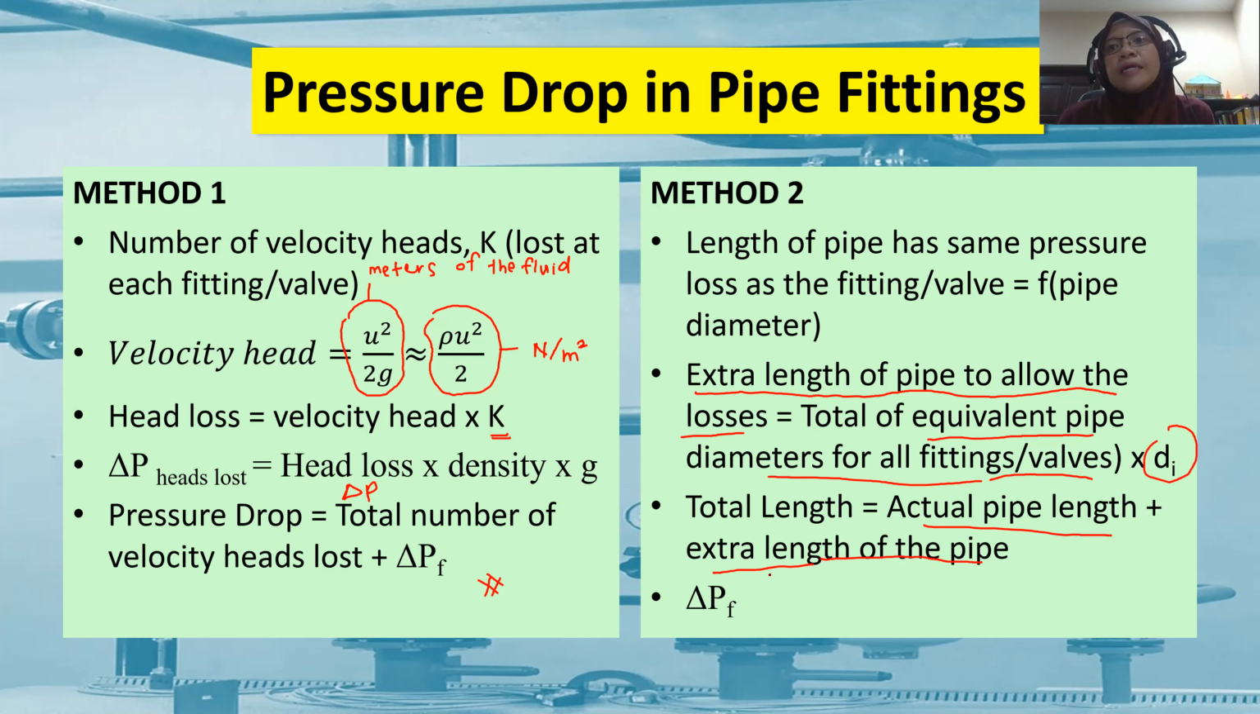Okay, and then after that we calculate the pressure drop due to friction. We use the equation of pressure drop due to friction, and then we substitute with this total length. Okay, that's it.